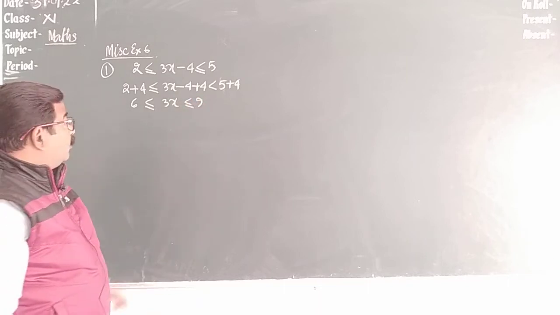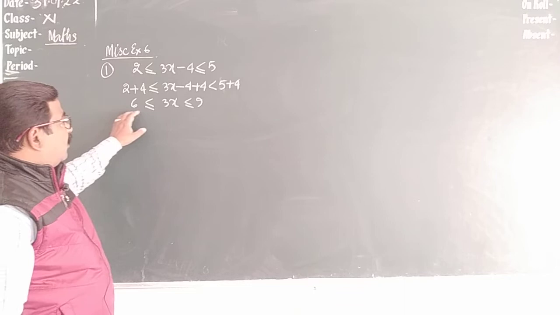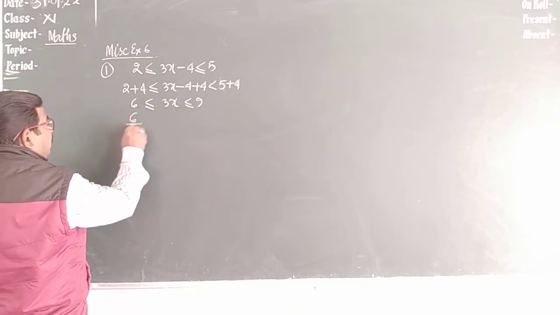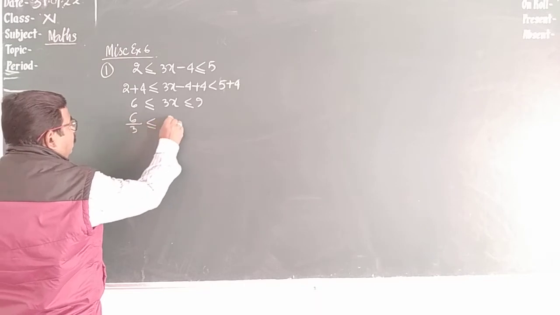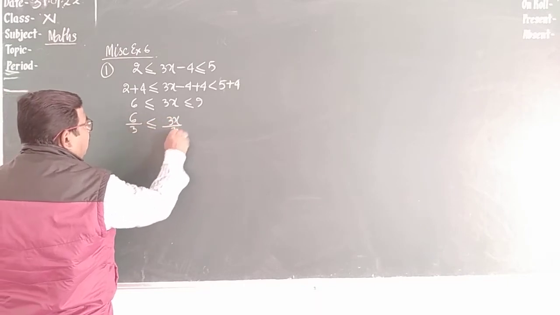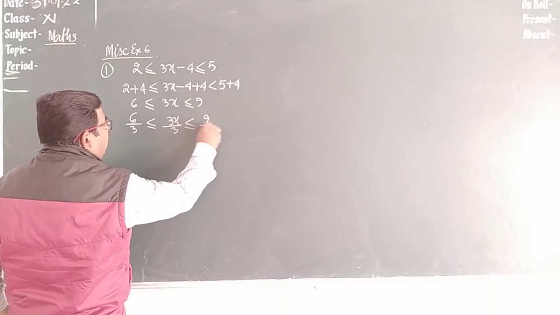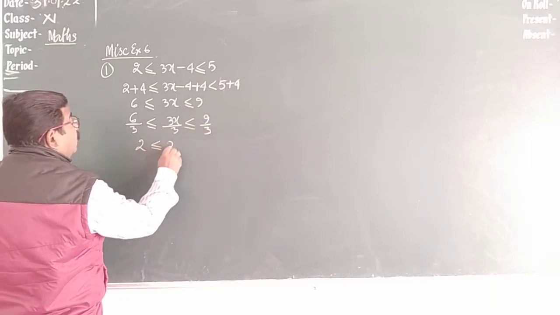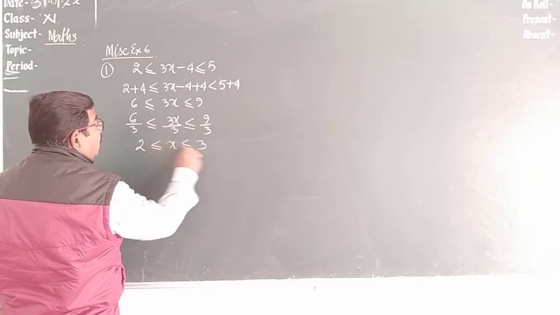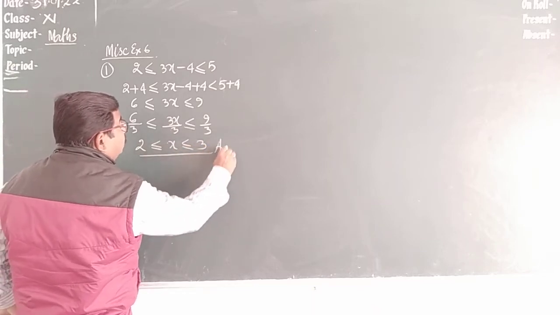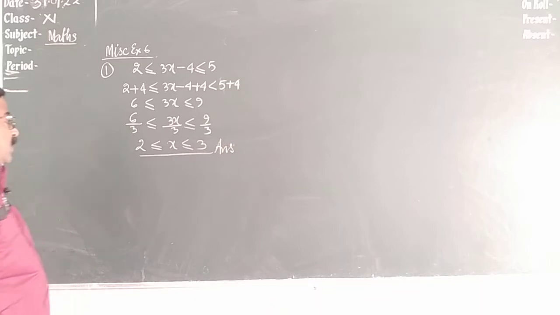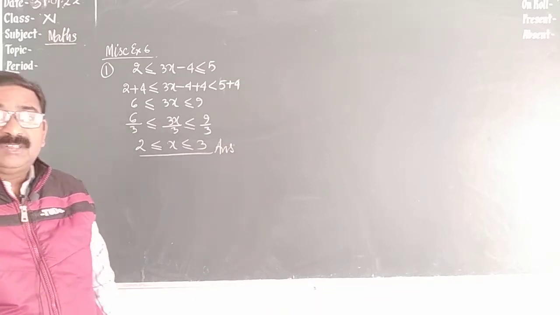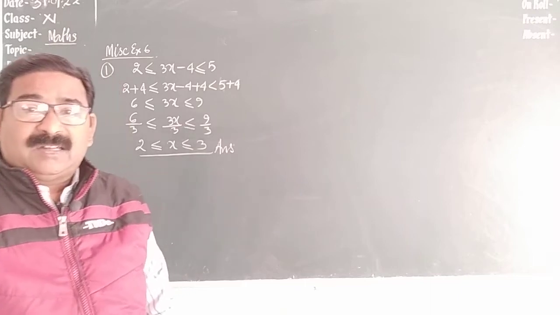Now we have to remove this 3. So divide all these 3 terms by 3. So we can write 6 divided by 3 is less than or equal to 3x divided by 3 is less than or equal to 9 divided by 3. So what we have got? 2 is less than or equal to x is less than or equal to 3. So your answer is like this: 2 is less than or equal to x is less than or equal to 3. So this is the answer of the question.